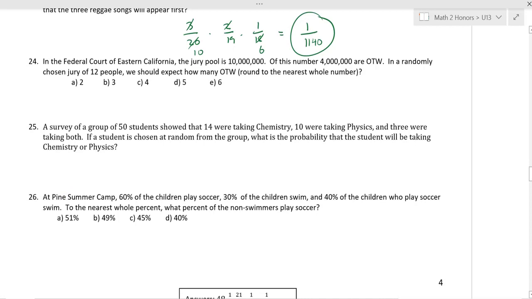24, in the federal court of Eastern California, the jury pool is 10 million. Of this number, 4 million are OTW, and in a randomly chosen jury of 12 people, we should expect how many OTW? Well, you got 4 million out of 10 million, or 2/5 of the people are OTW. So out of 12, we're going to find 2/5 of 12. So 2/5 times 12 is 24 out of 5, which is 4.8 roughly. So we round to about 5 people.